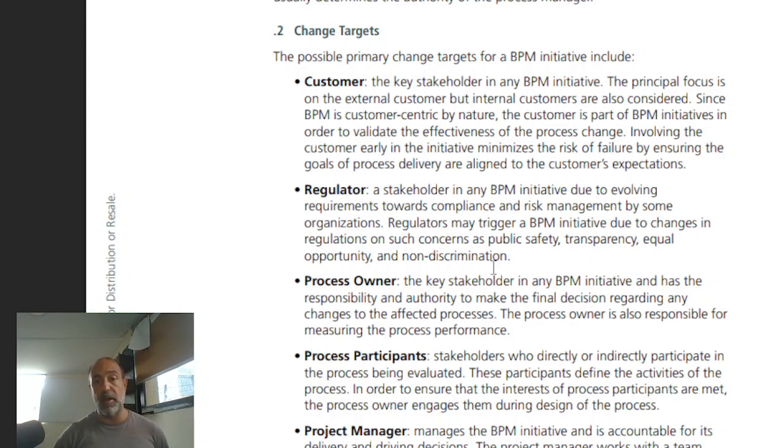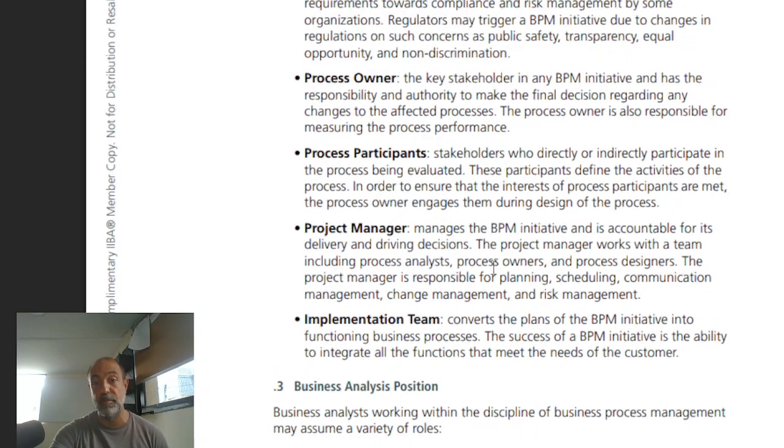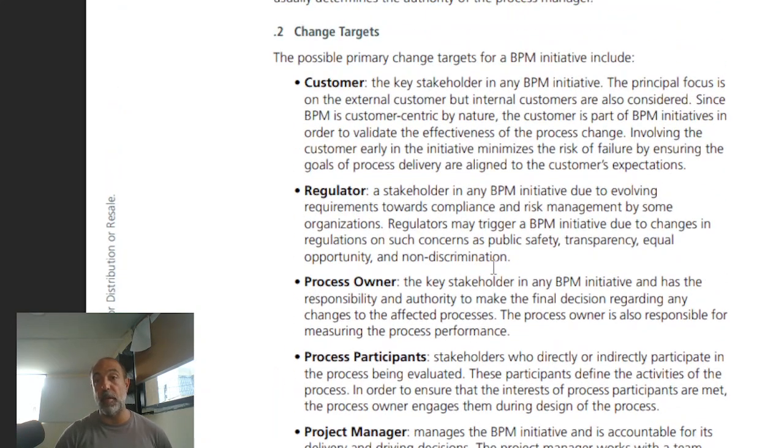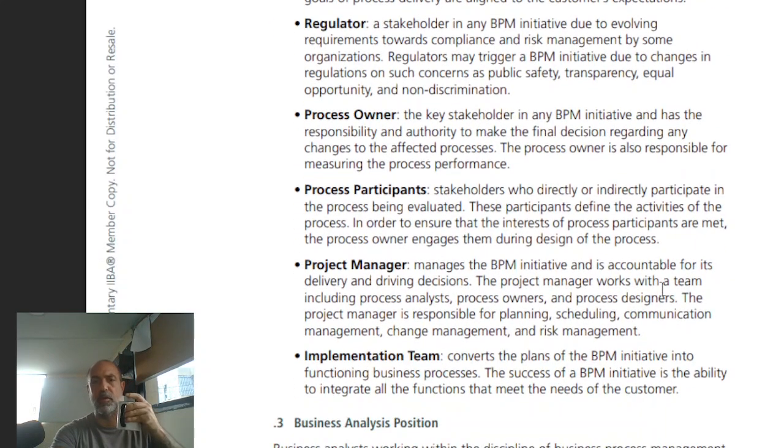Well, the customer, the regulator, the process owner, the process participants, project manager, implementation team. The key stakeholder of any BPM initiative is basically to do better for customers, right? For the external customer. But internal customers are also considered, since BPM is customer-centric by nature. It's process management, right? A regulator is a stakeholder in any BPM initiative due to evolving requirements towards compliance and risk management by some organizations. Regulators may trigger a BPM initiative due to changes in regulations or some concerns for public safety, transparency, equal opportunity, or non-discrimination.